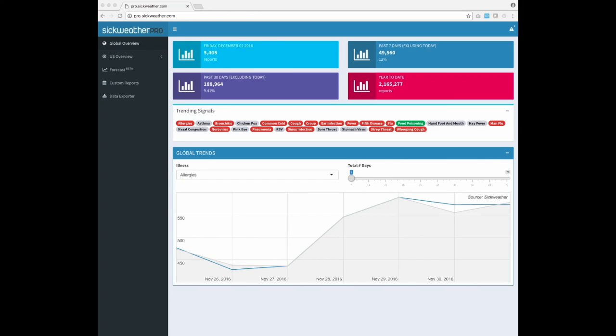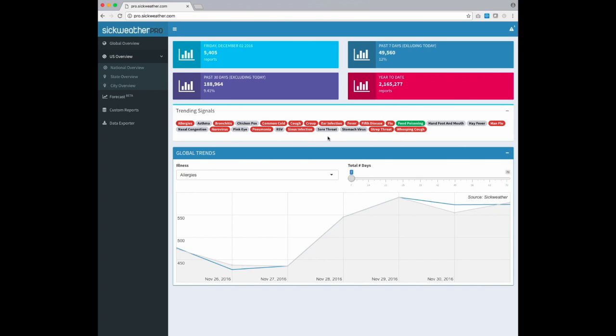Sickweather Pro provides interaction tools that enable quick and easy access to Sickweather's historical illness data and trends. The system provides global, national, and local insights on what's going around. Users can visualize trends on the many illnesses that Sickweather tracks across multiple channels, such as social media and self-reports.